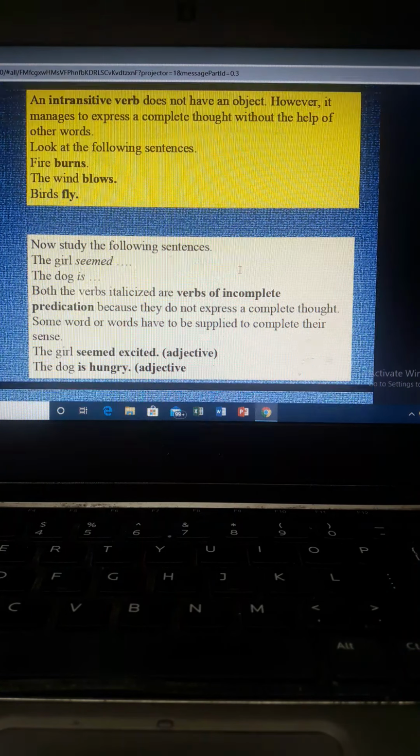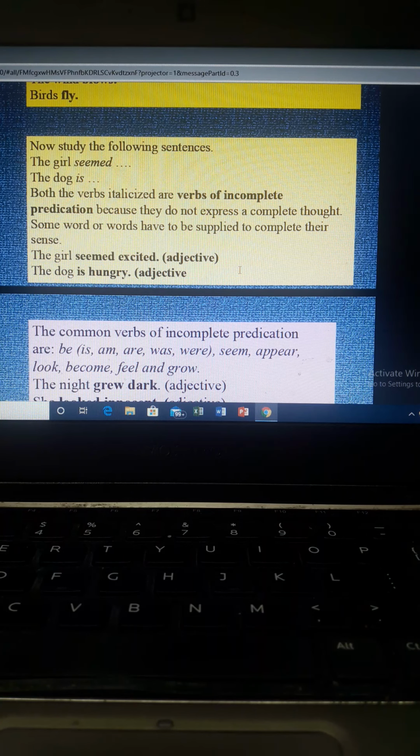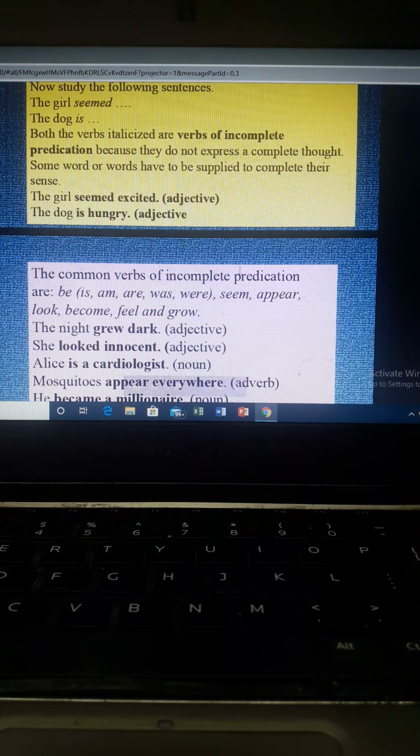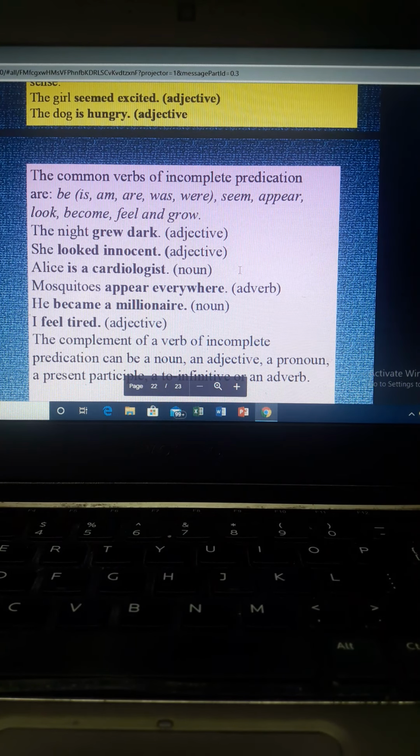See, over here, it is the same example. The girl seemed excited or the dog is hungry, right? So these kinds of verbs like seemed, is, am, are, these kinds of intransitive verbs will be considered verbs of incomplete predication. These are some of the examples. Common verbs of incomplete predication are like is, am, are. For example, see, the night grew dark. She looked innocent. If we just say she looked, the night grew, this will be an incomplete sentence.